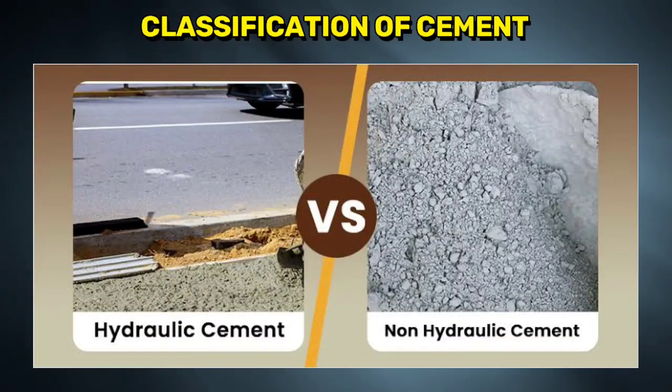And the classification of cement is primarily the hydraulic cement and the non-hydraulic cement. The hydraulic cement, such as the Portland cement, sets and hardens through hydration reactions with water, while the non-hydraulic cement sets and hardens through carbonation reactions with carbon dioxide in the air.